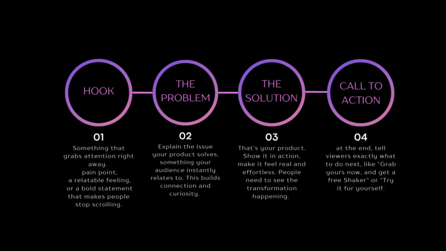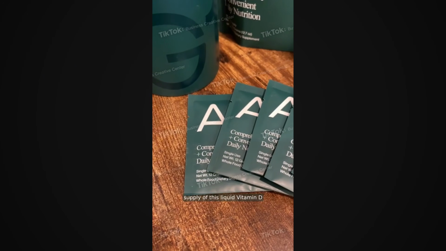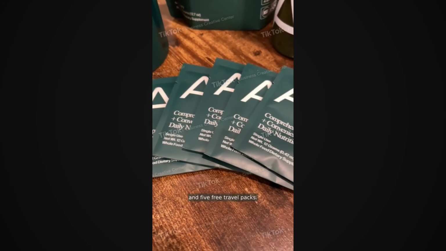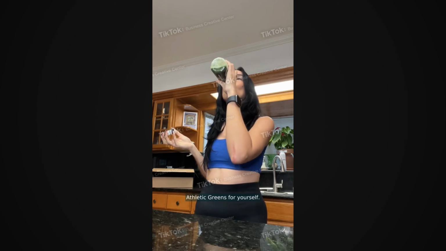And finally, wrap it up with a call to action. Here's what the AG1 video says. If you order Athletic Greens right now, you'll receive this year's supply of liquid vitamin D and 5 free travel packs. You've got to check out Athletic Greens for yourself. So at the end, tell your viewers exactly what you want them to do next. Like grab yours now, try it for yourself, and that's it.